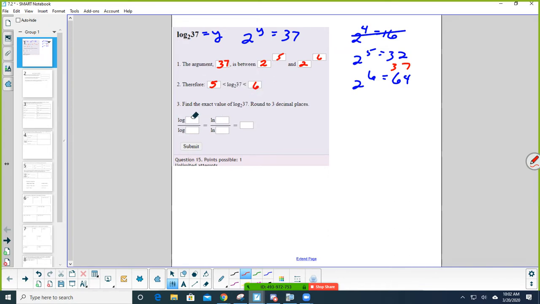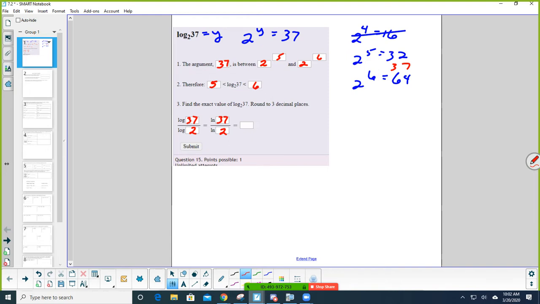So we're going to say log of 37, this is change of base, over log of 2 equals the ln of 37 over the ln of 2. You don't have to do both of those. We're just trying to show you right there that you can use either one and it's okay.